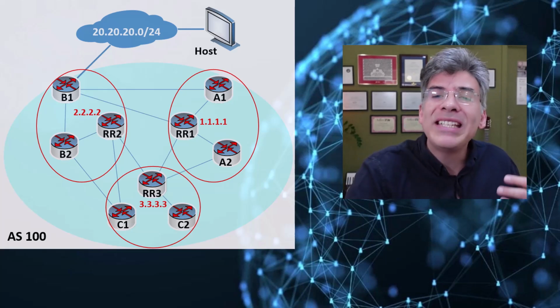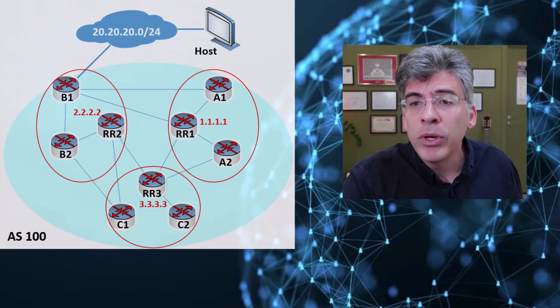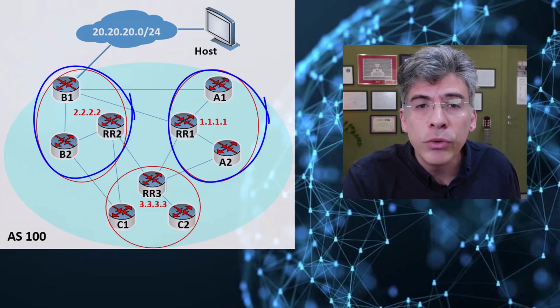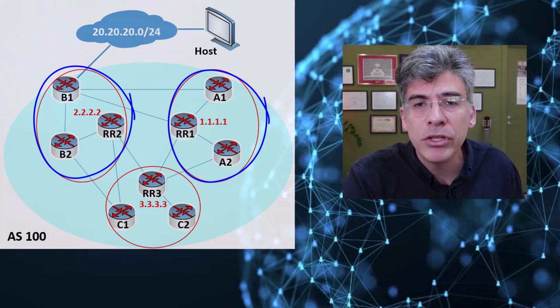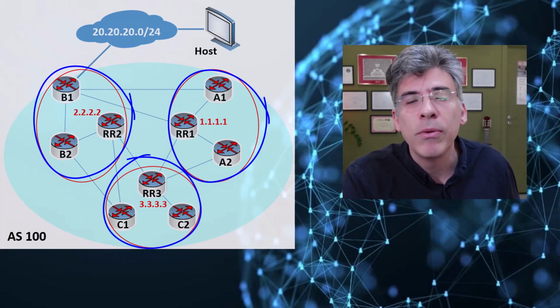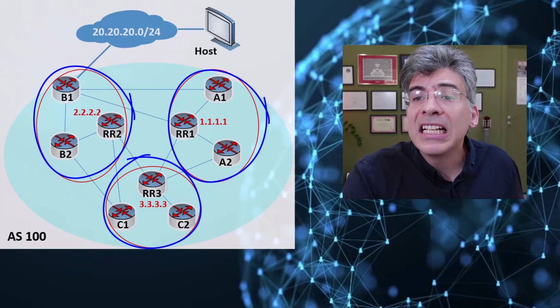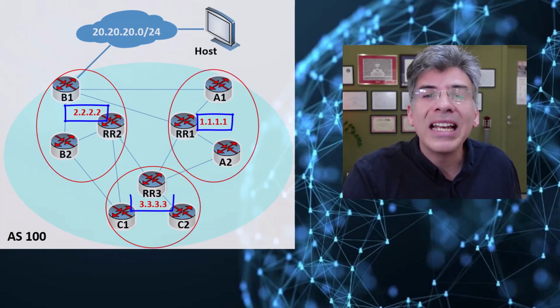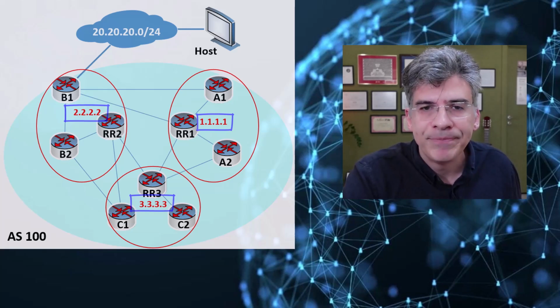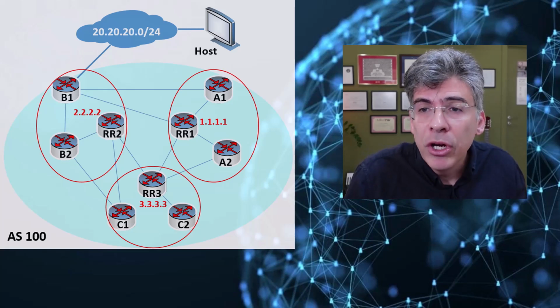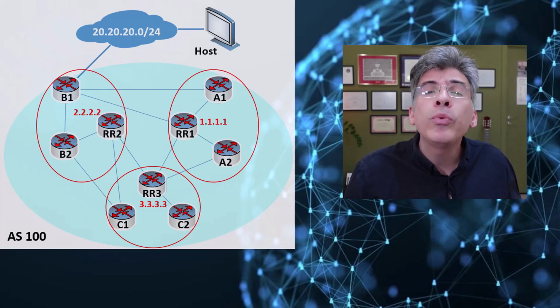In this diagram, we see three clusters with route reflector RR1 and its clients A1 and A2, another cluster with route reflector RR2 with its clients B1 and B2, and route reflector RR3 with its clients C1 and C2 form the third cluster. The cluster IDs by default for each of these clusters are the router IDs of the route reflectors.